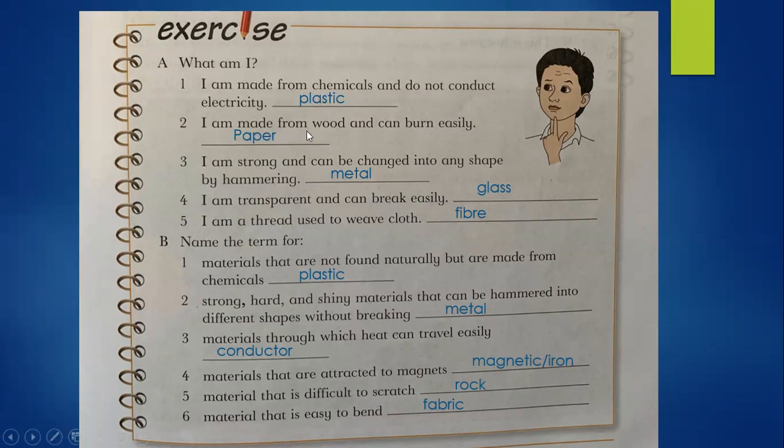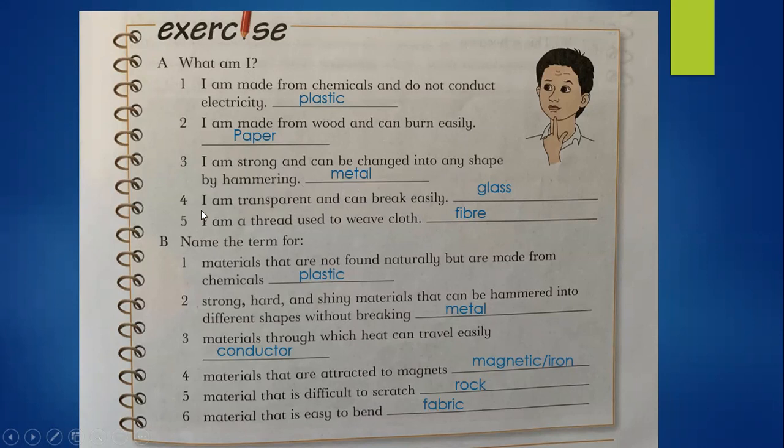I am made from wood and can burn easily. It's a paper. Paper can burn very easily. Number 3, I am strong and can be changed into any shape by hammering. It is metal. Metal is strong and we can hammer it to have any shape. It's a metal.